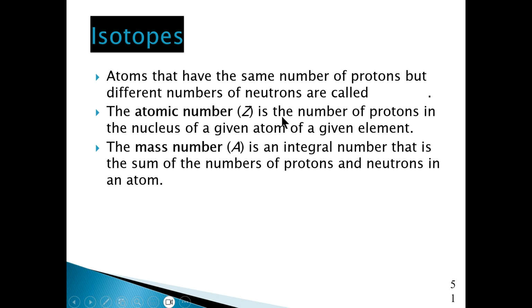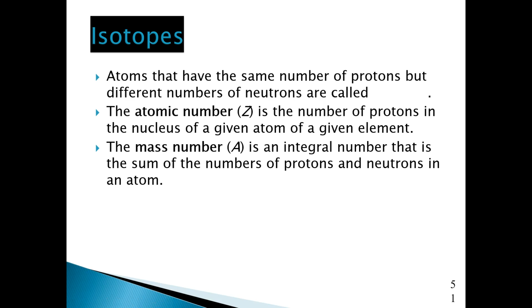The atomic number is the number of protons in the nucleus of a given atom of an element, and the mass number is the sum of the number of protons and neutrons in an atom of the element. And let me say, and I think I've said it before, but I'll say it again just in case, the atomic number is basically what is unique to each element, right? Each element has its own unique atomic number, right?